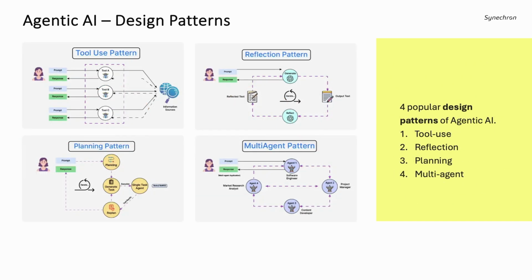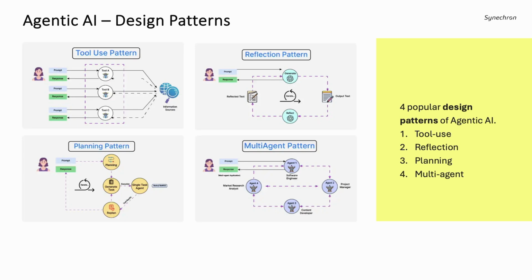There are 4 popular design patterns of agentic AI. 1. Tool use. This pattern allows AI to access and utilize external tools, such as databases or APIs, to enhance its capabilities. 2. Reflection. Reflection enables the agent to pause and reassess its progress, ensuring more accurate and high-quality results.